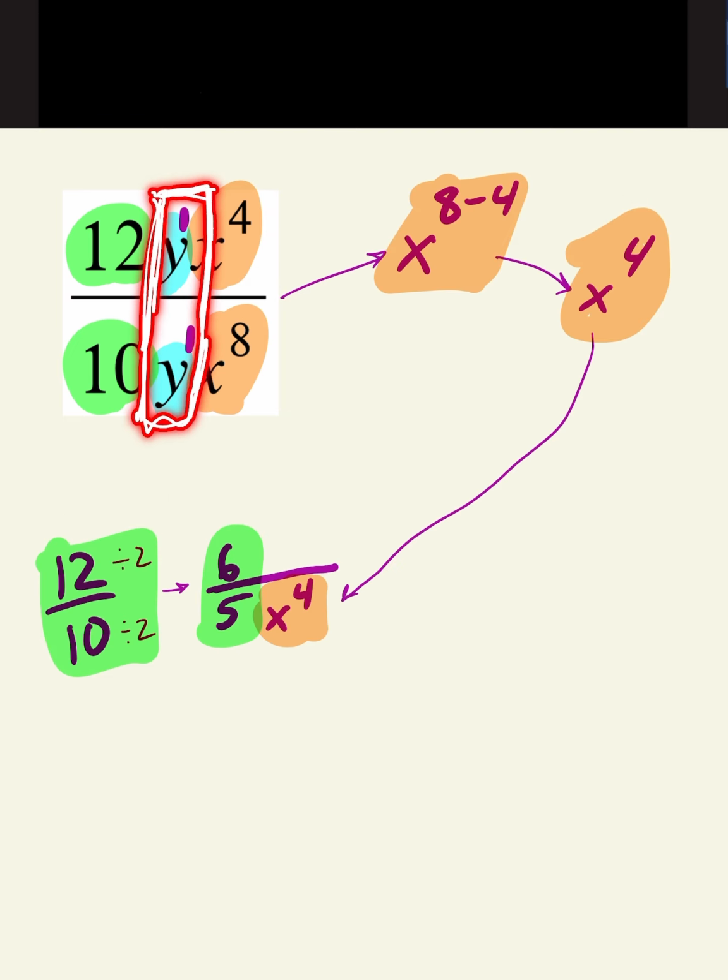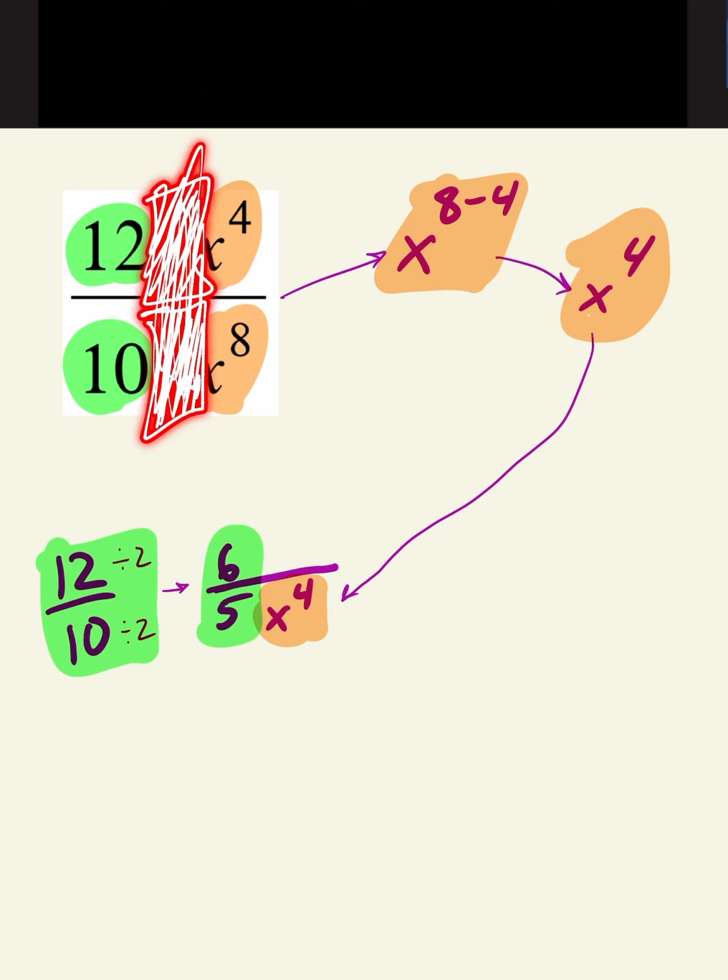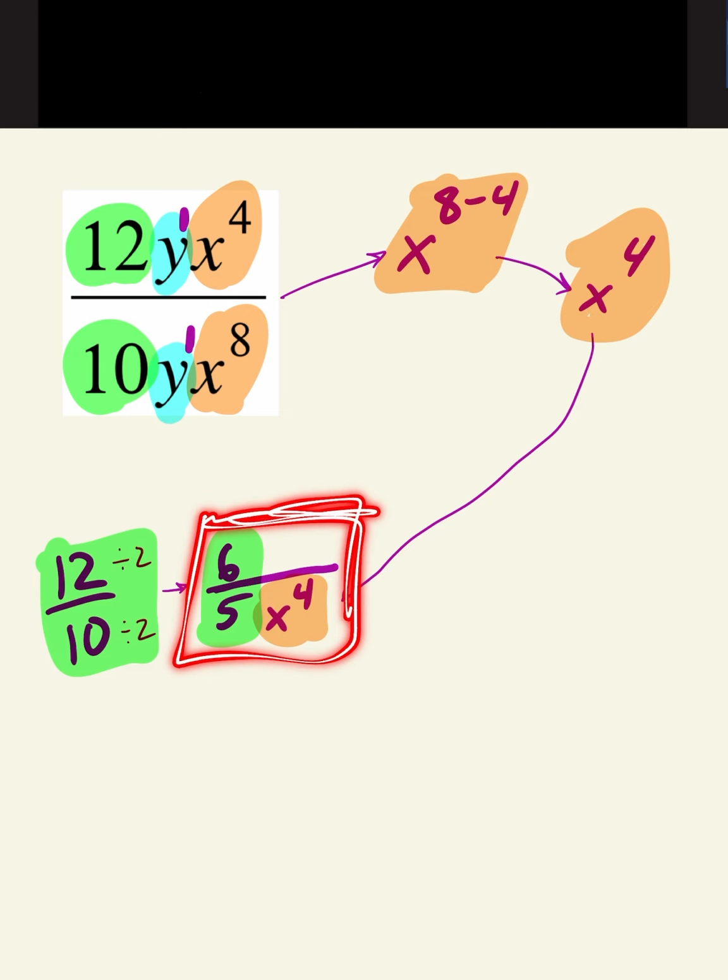Now for our y's, we have the same number on top as we do on bottom, so if we were to subtract, we would end up with y to the 0. Conceptually, you can think of it like our 1y on top canceled out with our 1y on bottom, so our y's will disappear entirely, leaving us with this as our final answer.